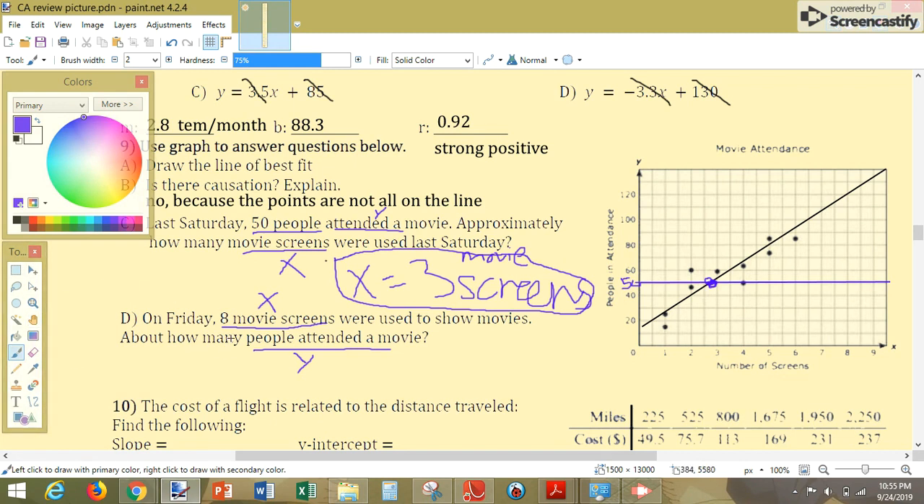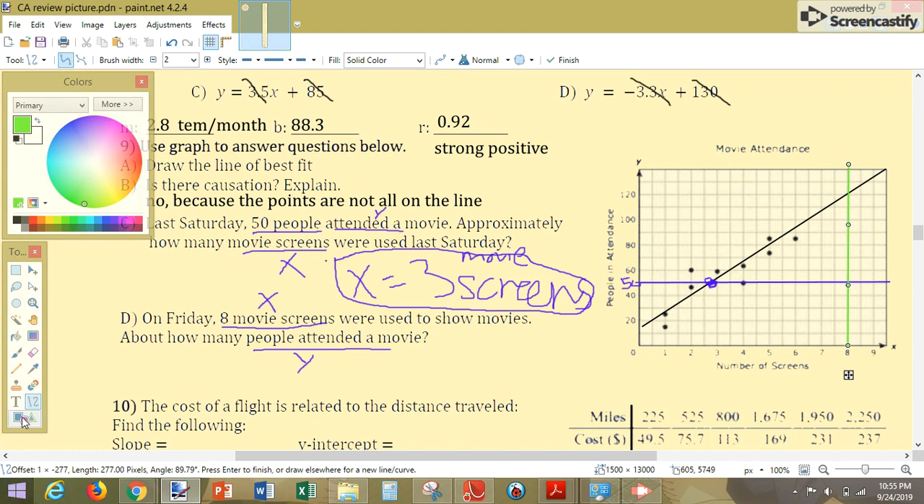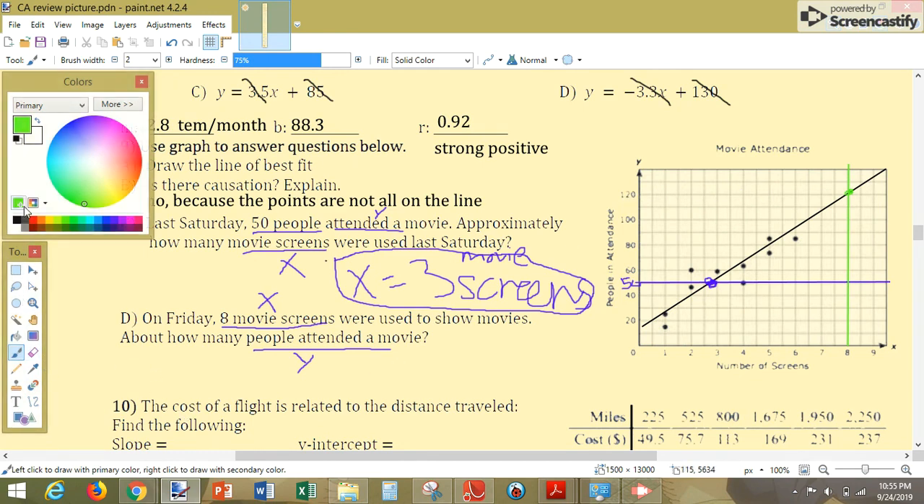So it has 8 movie screens. So let's find where x equals 8. You could draw a line, and where they cross, where they intersect, is at 120. So your answer would be y is 120 people.